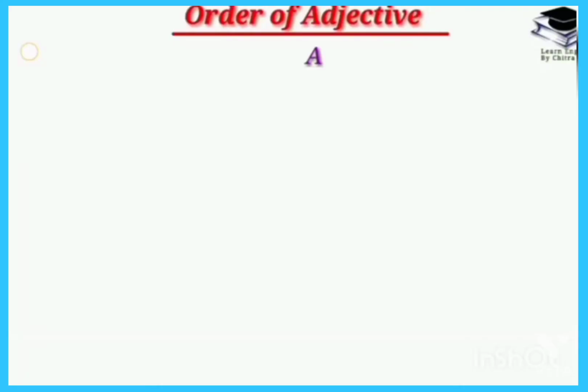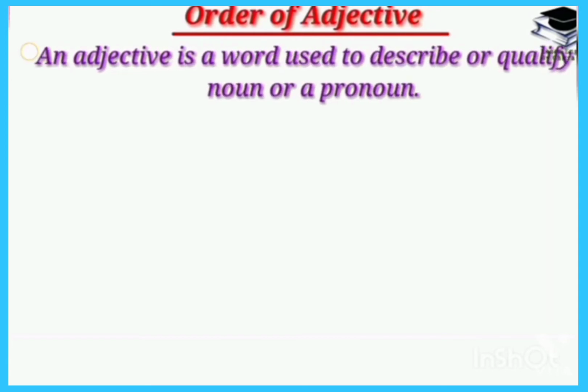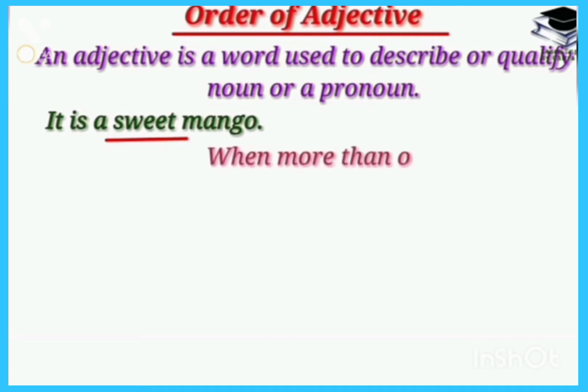Now, order of adjectives. First, we have to know what an adjective is. An adjective is a word used to describe or qualify a noun or a pronoun. Before knowing that, you have to go through what an adjective is. It is a sweet mango. When we say it is a sweet mango, it is describing something about the mango. What type of mango is it? It is a sweet mango.